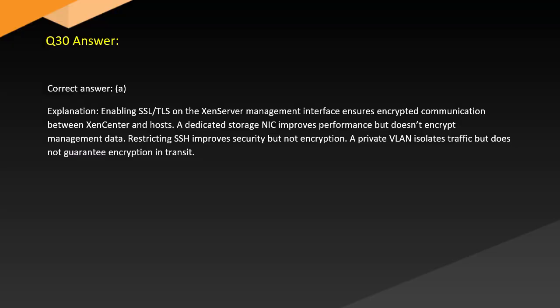Answer. Correct answer: A. Explanation. Enabling SSL on the XenServer management interface ensures encrypted communication between XenCenter and hosts. A dedicated storage NIC improves performance but doesn't encrypt management data. Restricting SSH improves security but not encryption. A private VLAN isolates traffic but does not guarantee encryption in transit.